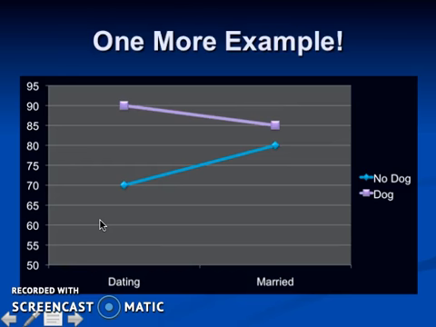This is another example of an interaction. Once again, the lines are not parallel, but you're seeing when you're dating and have a dog, you actually are happier than when you're married and have a dog. However, when you don't have a dog, married people are happier than the dating people. So they're actually going in the opposite direction. So this would be another example of a significant interaction.